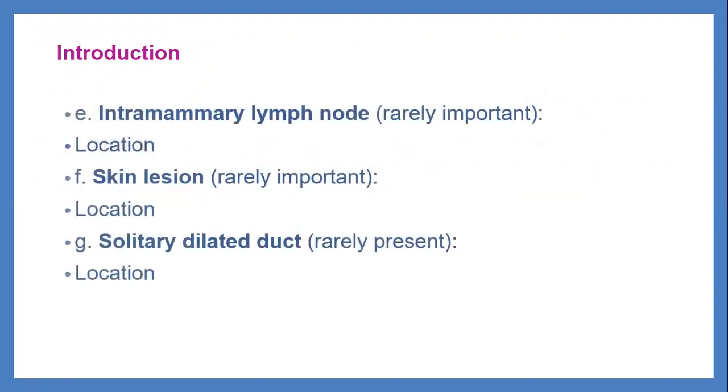These include intramammary lymph node, as we said, which is rarely important. We just describe its location. Skin lesions are also described only by location, and solitary dilated duct as well. Most of the time these lesions are just described by their locations when they are typical. Okay, and we'll see about each.